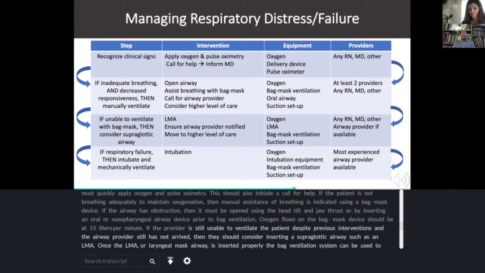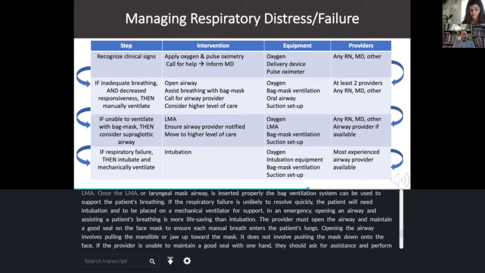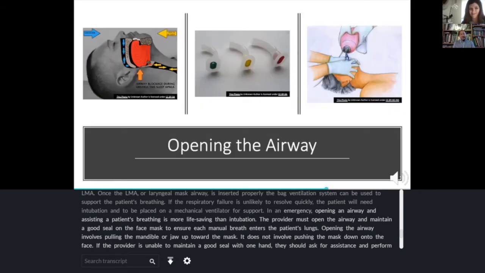If the provider is still unable to ventilate the patient despite previous interventions and the airway provider still has not arrived, then they should consider inserting a supraglottic airway such as an LMA. Once the LMA, or laryngeal mask airway, is inserted properly, the bag ventilation system can be used to support the patient's breathing. If the respiratory failure is unlikely to resolve quickly, the patient will need intubation and to be placed on a mechanical ventilator for support. In an emergency, opening an airway and assisting a patient's breathing is more life-saving than intubation.